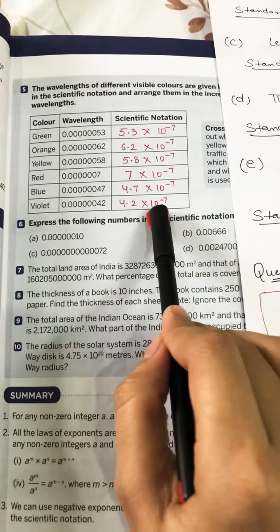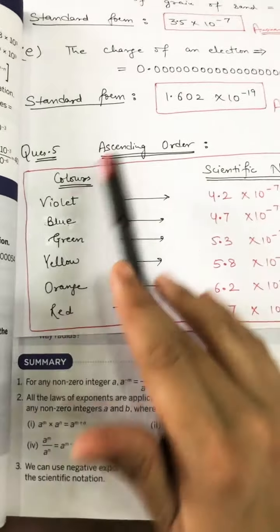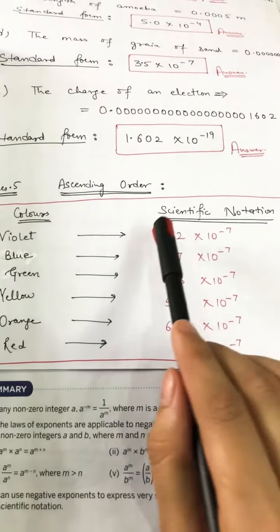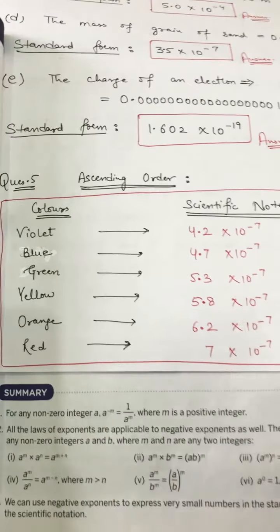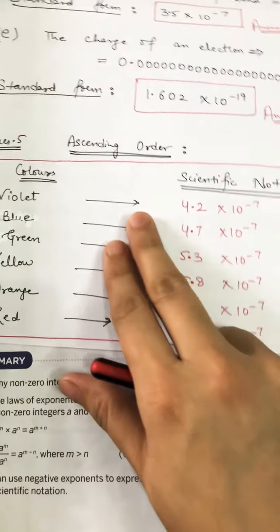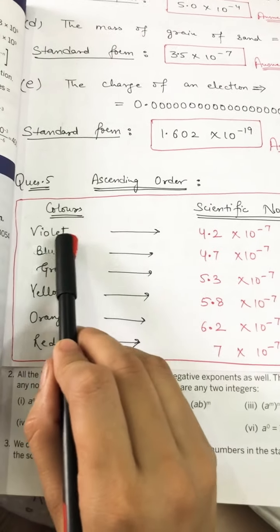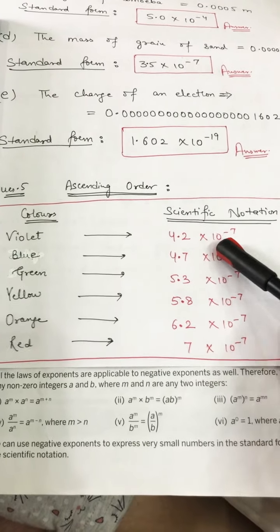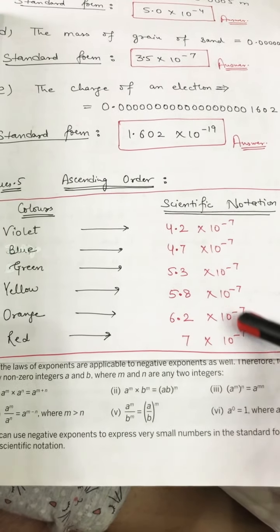After doing this, you have to write down ascending order. Write here colors, these are the colors, and then write here scientific notation. Now I'm going to write in the ascending order. First of all, the smallest value is 4.2, which is violet. See here, multiply by 10 raised to the minus 7 is the same in all the cases, so this will be written as it is.